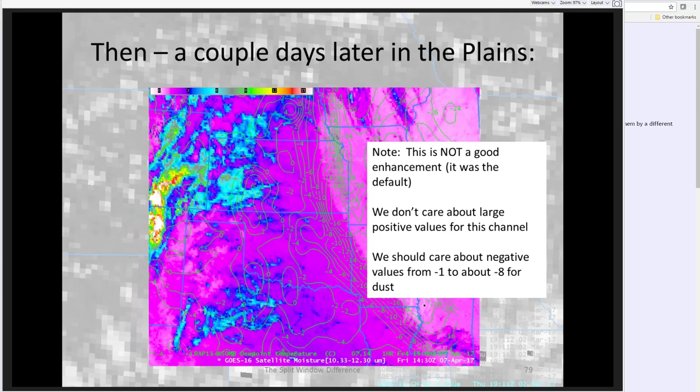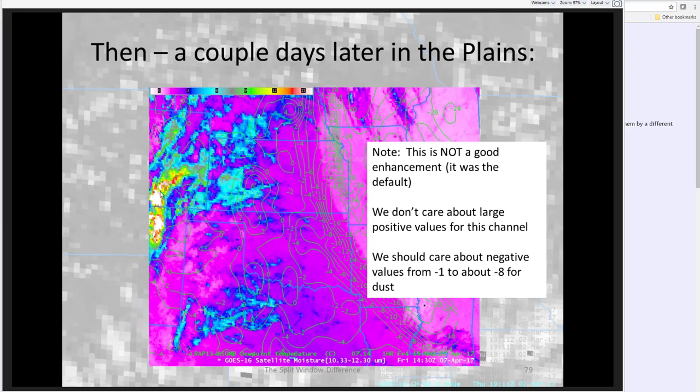But a couple things about this. First of all, this is not the best enhancement. It's the default that you will get if you load the split window difference 10 minus 12 off of AWIPS directly. So you don't want to usually stick with this enhancement. And why is that? Well, it's highlighting these higher clouds to the east.